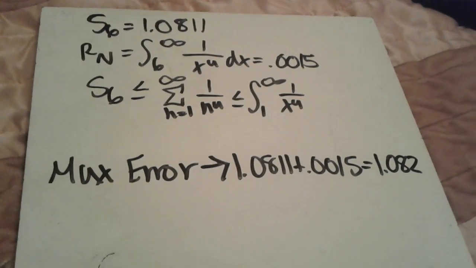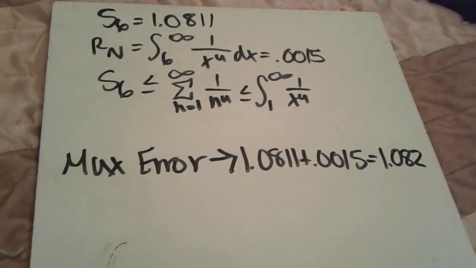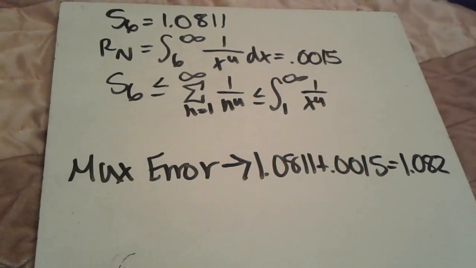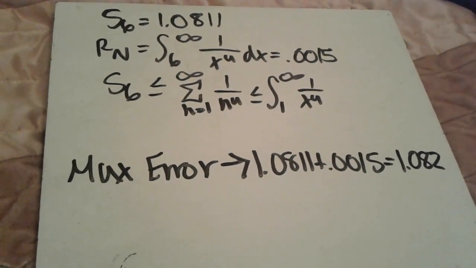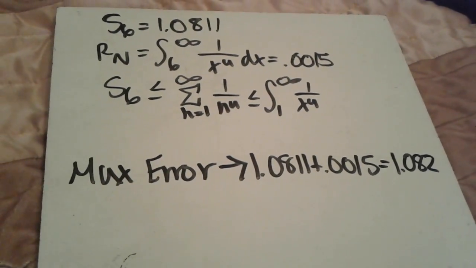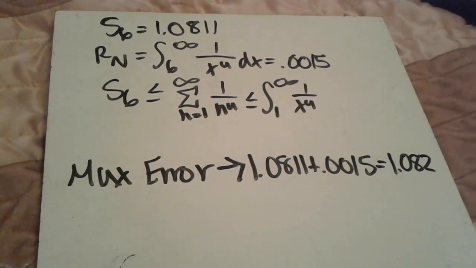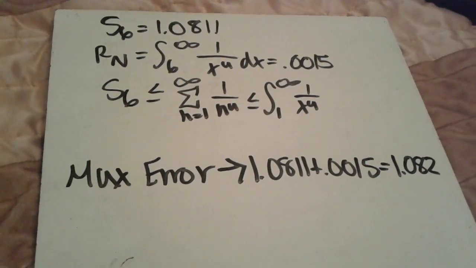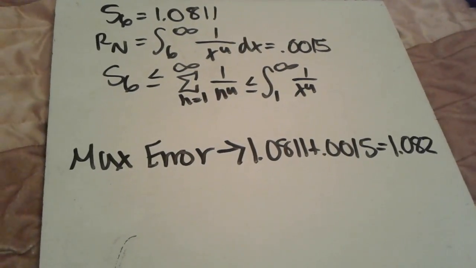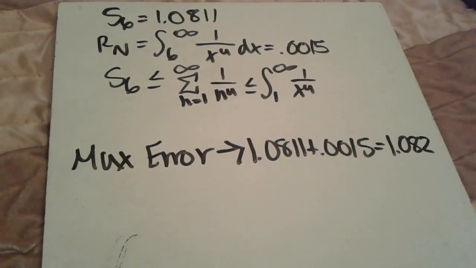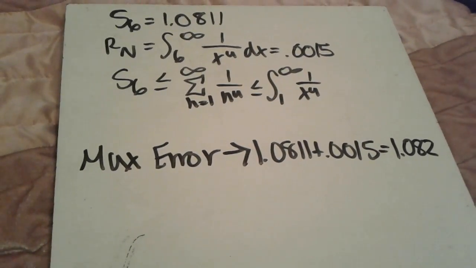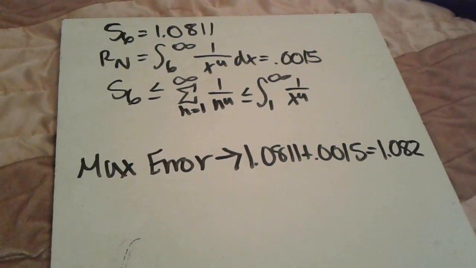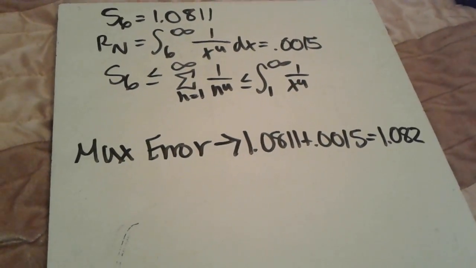So continuing that previous problem, given what we figured out after plugging in the first 6 terms into the equation, S of 6 equals 1.0811, and we also figured out the remainder to be 0.0015. So S of 6 is less than or equal to the sum as n equals 1 approaching infinity of 1 over n to the fourth, and that would be less than or equal to the integral from 1 to infinity of 1 over x to the fourth.